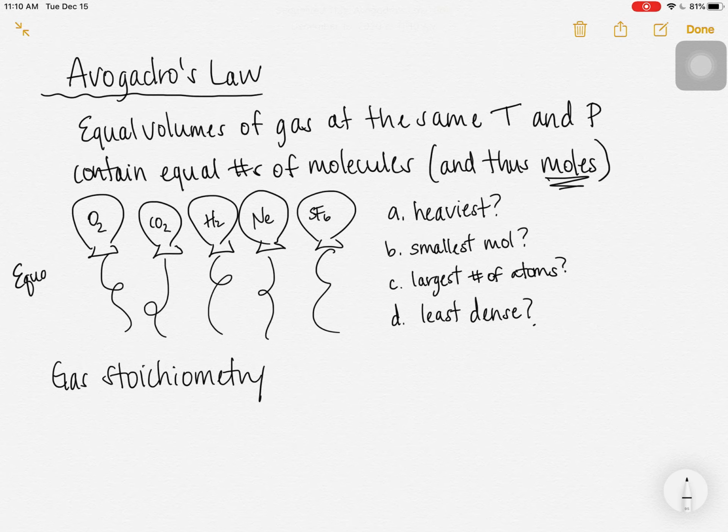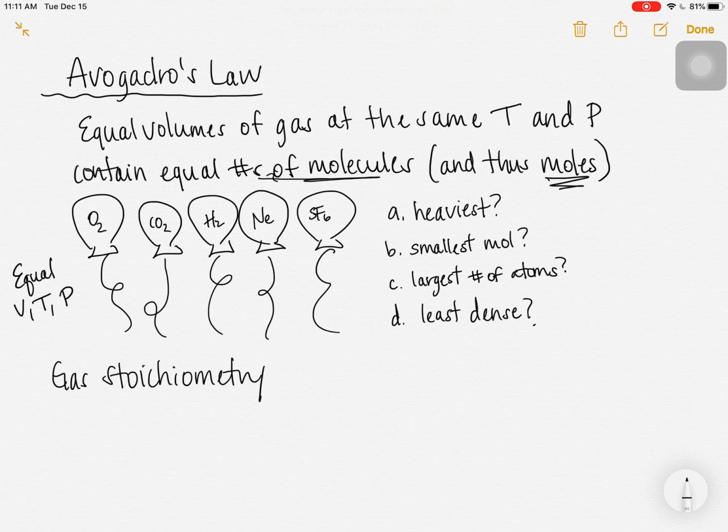Now, I need to specify that these 5 balloons have equal volumes, equal temperatures, and equal pressures. So I can make up data and say something like these 5 balloons are all 2 liters, the temperature is 25 degrees Celsius, and the pressure is 1 atm. Because that's the case, we can use Avogadro's law here and say that because V, T, and P are equal, then the number of molecules are equal, and so are the moles.